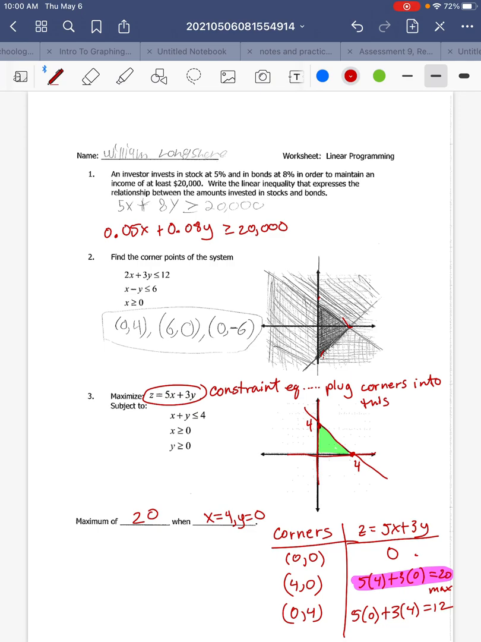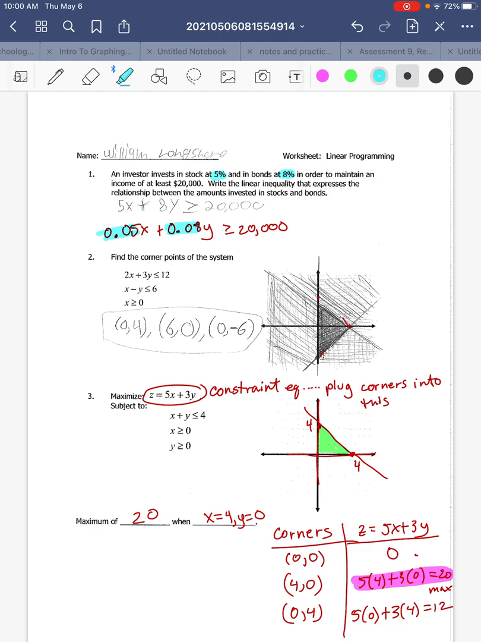Anyway, in these problems, make sure I noticed on number one, these percentages right here, 5%, 8%, you have to write them like this. So don't forget to fix that.